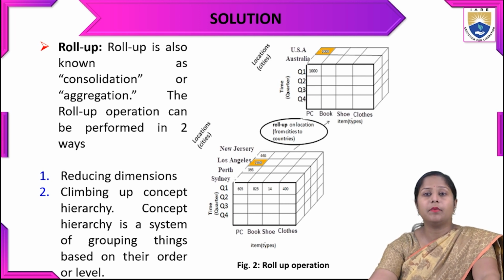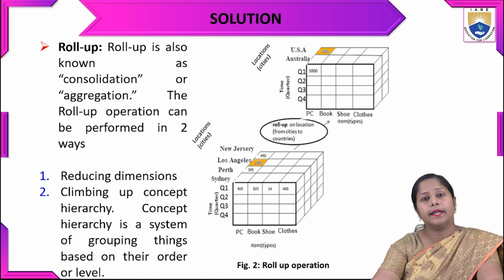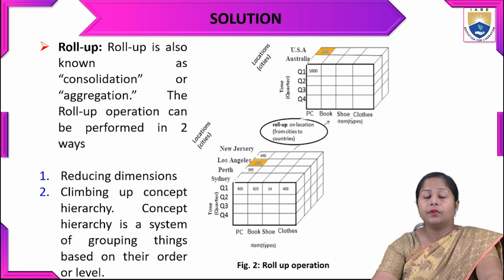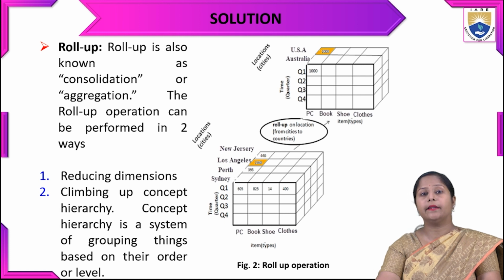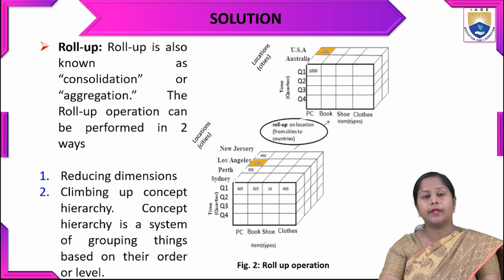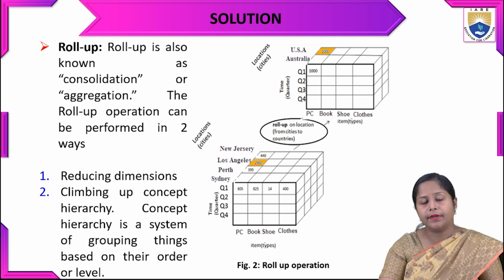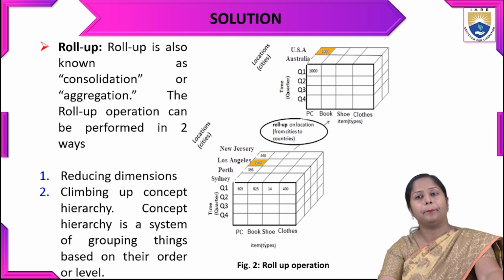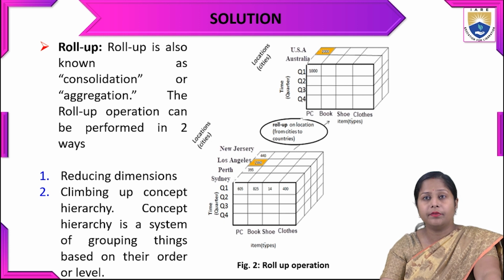Concept hierarchy is a system of grouping things based on their level of order. So in the hierarchy, we can combine two or three of the dimensions into one dimension. Like that, we can reduce the dimensions for roll-up. In the OLAP operation, the roll-up is very, very important.